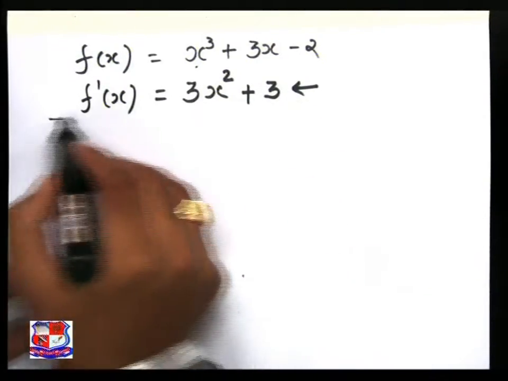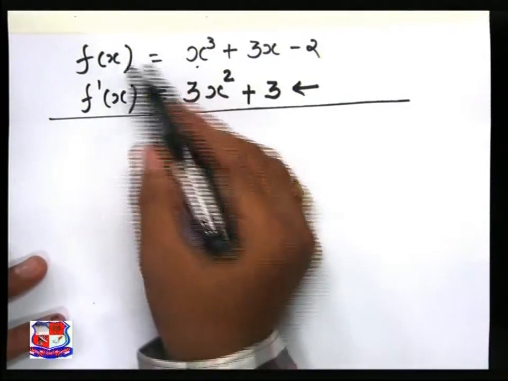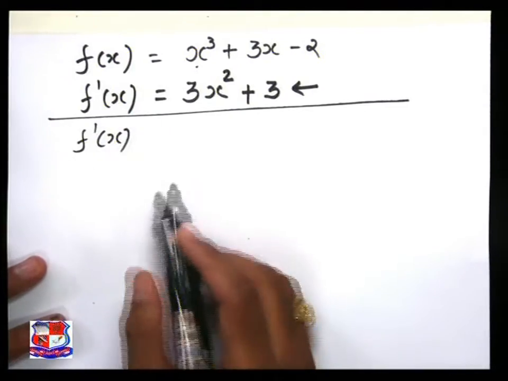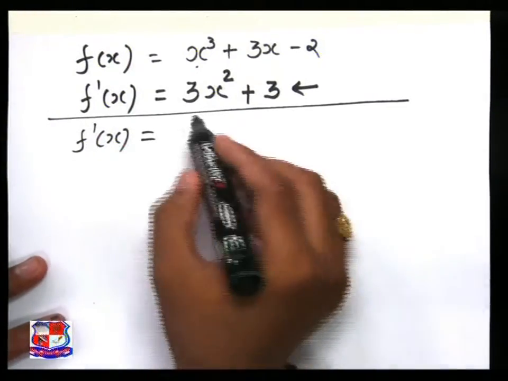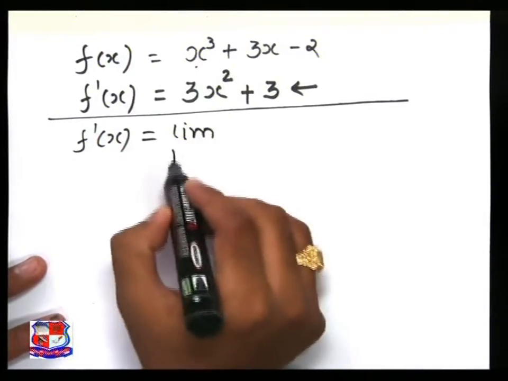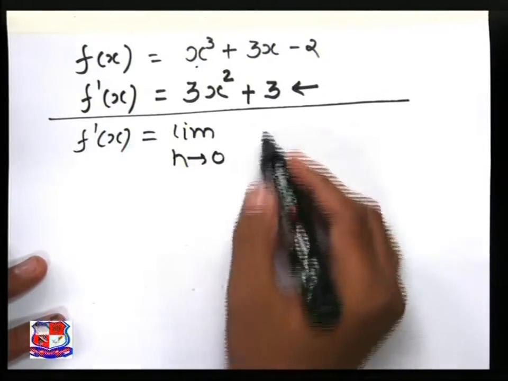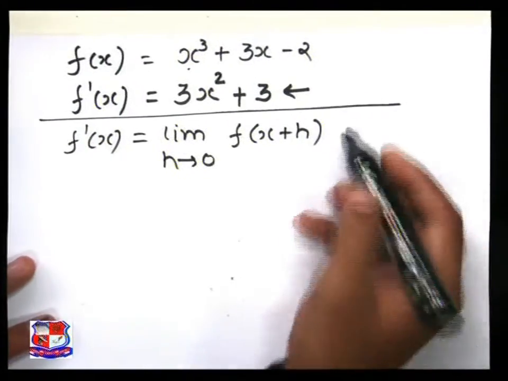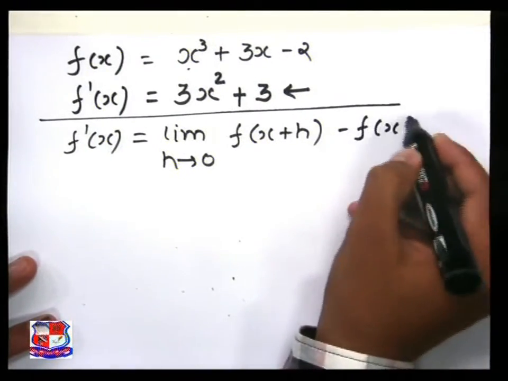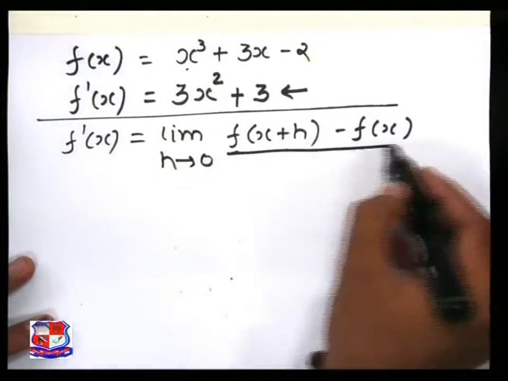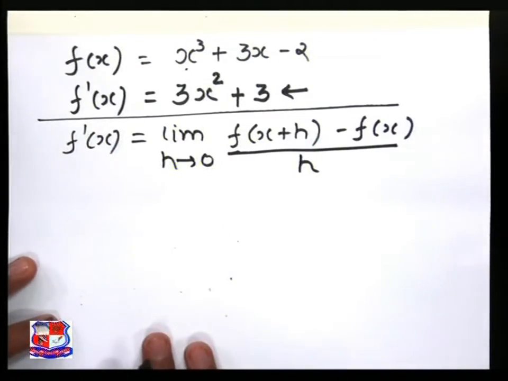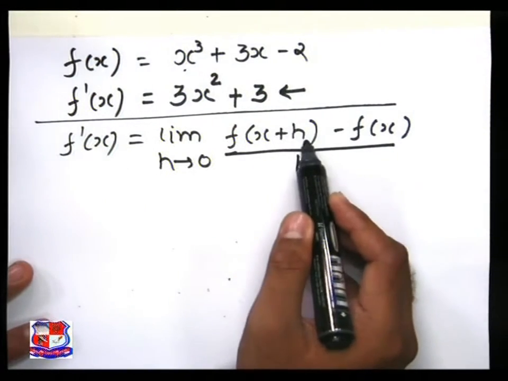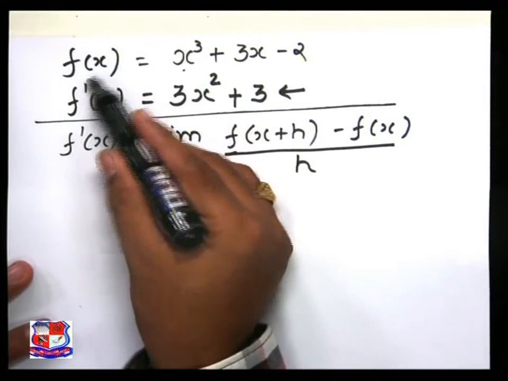But our aim to prove using first method. So write f dash x equal to limit h tends to 0 f of x plus h minus f of x divided by h. So same way, here x plus h function value, that is x plus h, here function value, that is f of x.